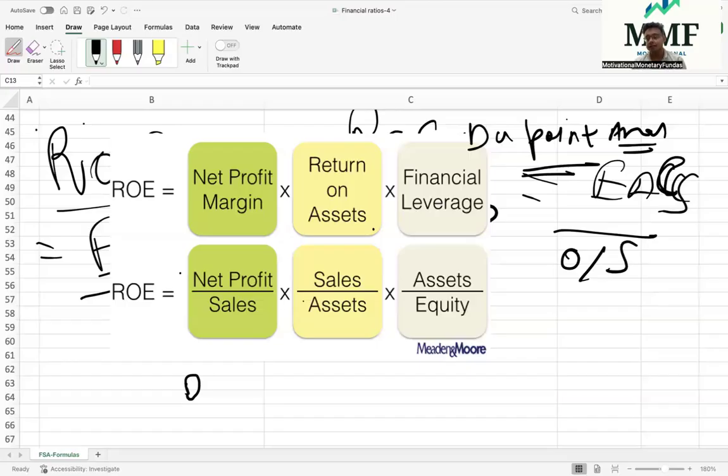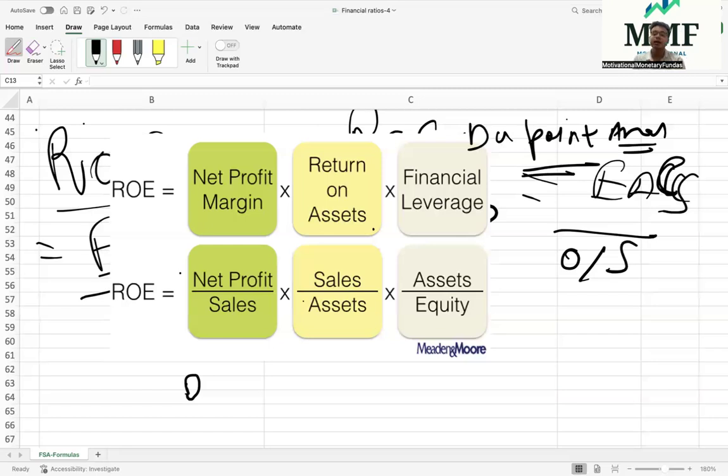Into the return on assets. The formula says total sales divided by total assets. And here you have both the fixed assets as well as current assets. I mean to say both the non-current assets as well as the current assets. And in the numerator, you have the total sales.